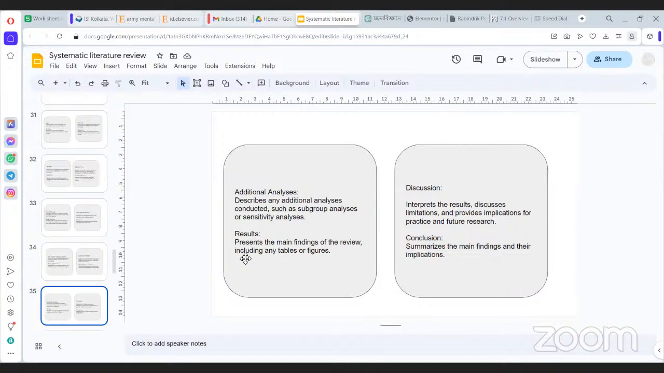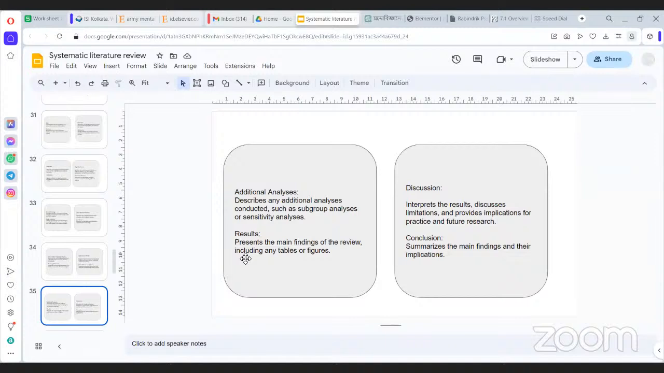So here my one question is for results. As far as tables and figures are concerned, suppose the studies I have selected come with 20 tables and figures, how can we interpret them and put them into our analysis?